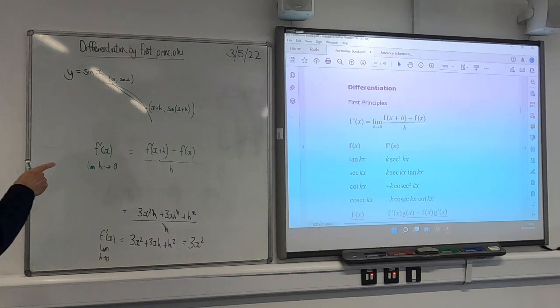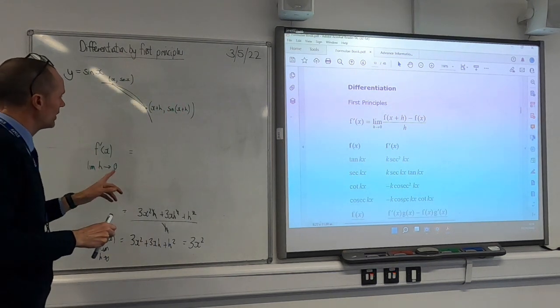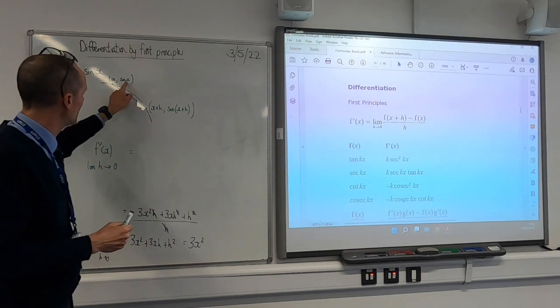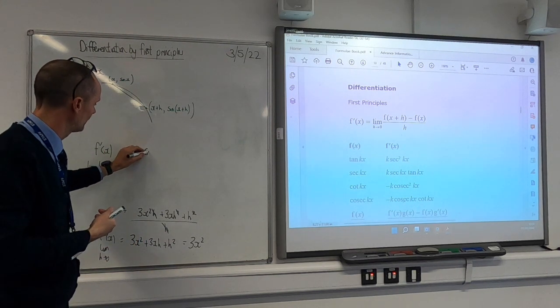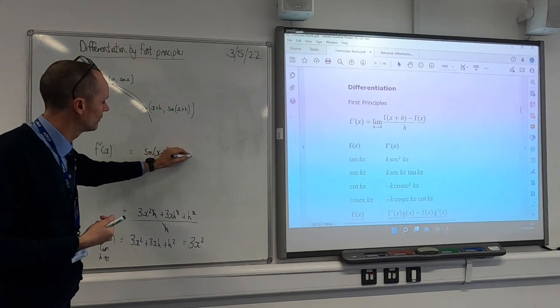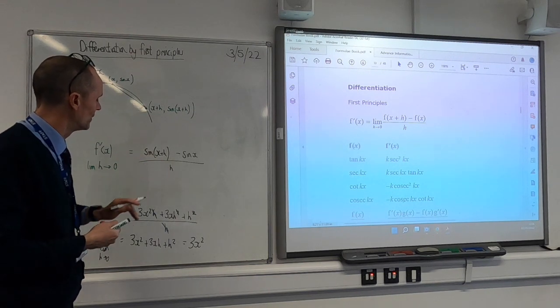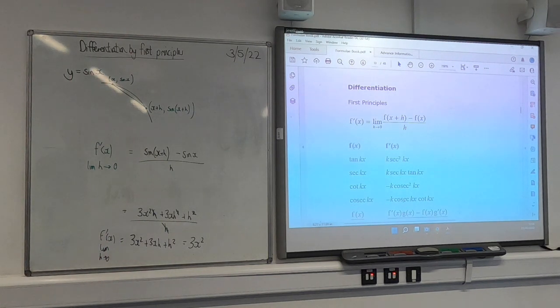So using the same formula from before, which is on the formula sheet, the formula for the gradient is that, take away that, divided by that, take away that, which is just h, and that's always just h on the bottom. Now remember, I know what the answer is. The answer is cos.